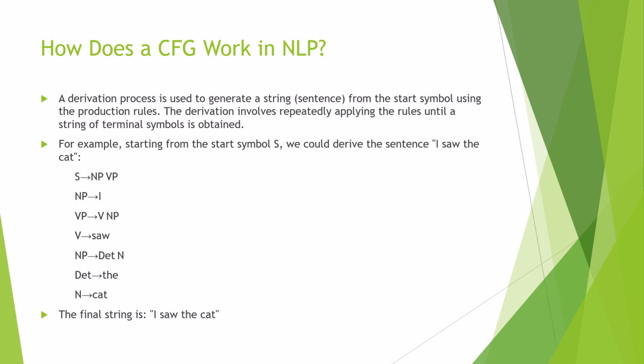Here verb is rewritten by the word saw, and NP is rewritten by the determiner and noun. So determiner is substituted with the, and the noun is denoting the word cat in the sentence. So finally, the string is representing the sentence I saw the cat. Okay, this is a way to apply a set of production rules, starting with the start symbol, and then we generate the target sentence.